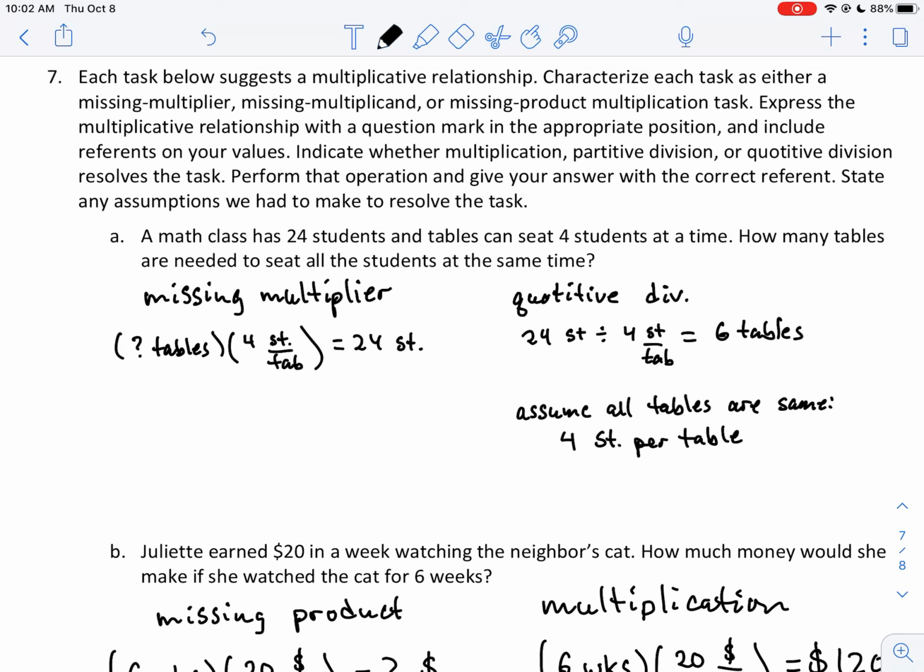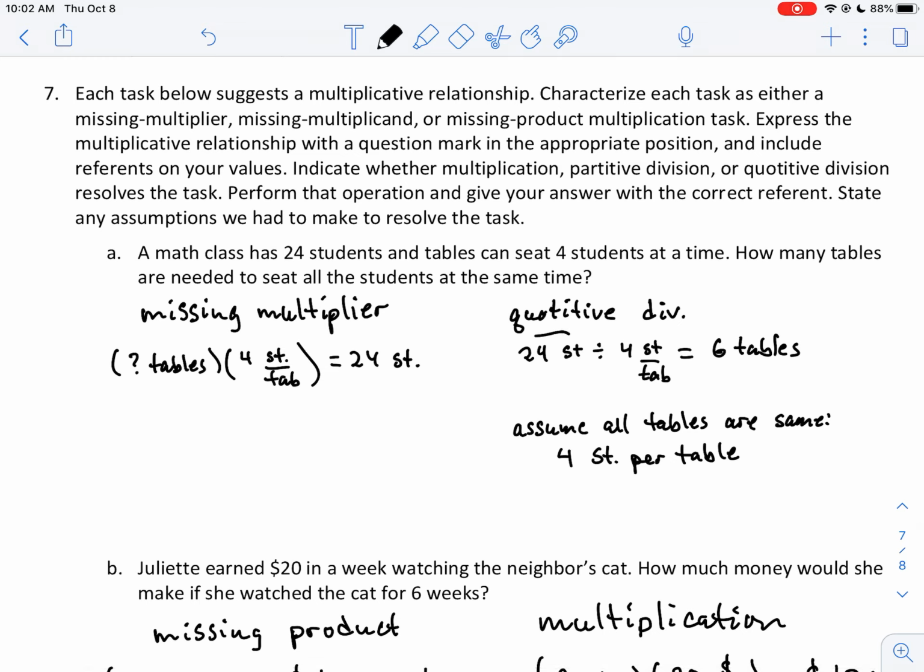This suggests that we're doing a quotative division meaning of division. This doesn't ask us to model this. We do 24 students divided by 4 students per table, and that gives us a total of 6 tables. And there was nothing in our instructions here to draw a picture of this, just to identify it as a missing multiplier, missing multiplicand, or missing product task, and then to identify which operation will resolve it, and then resolve it and put the correct units, and state any assumptions we had to make.